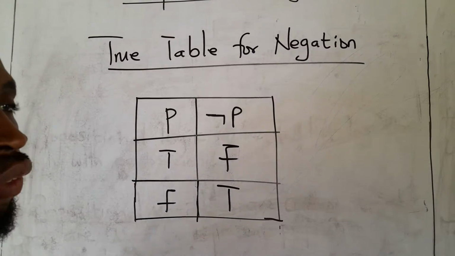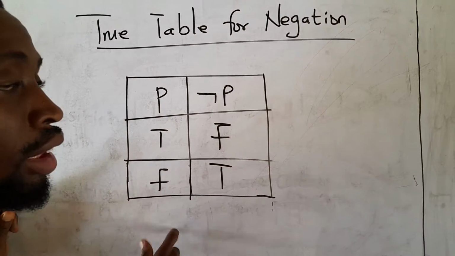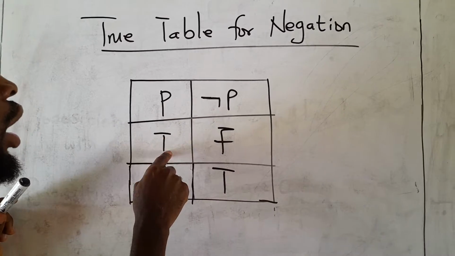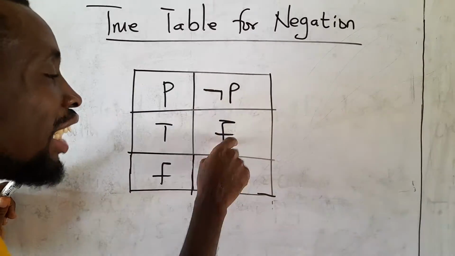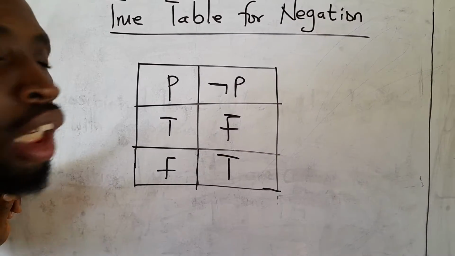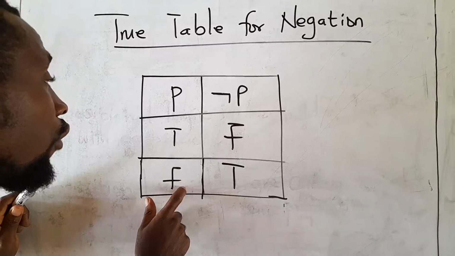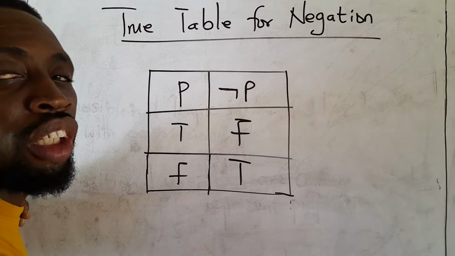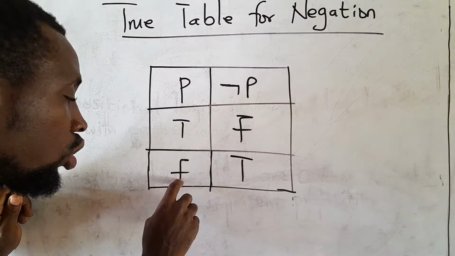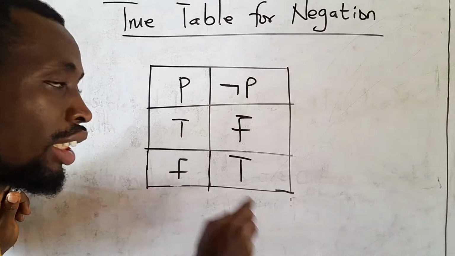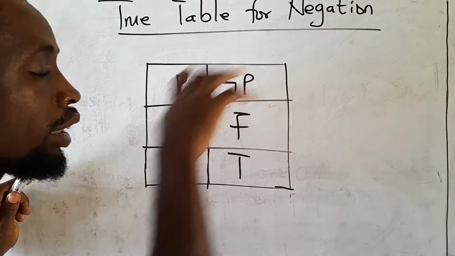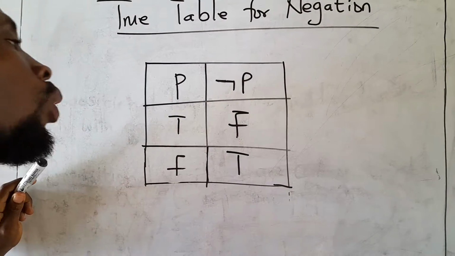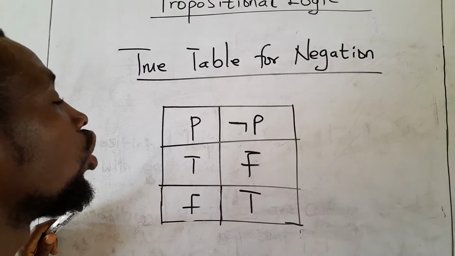And we look at it from the very example where we said Accra is the capital of Ghana. If that is true, then its negation, which is Accra is not the capital of Ghana, is false. Then the second one, if we have a proposition which says China is in Africa, China is not in Africa, so it's a false statement. So its negation, China is not in Africa, is true. I hope you get that. So this is the truth table for negation.